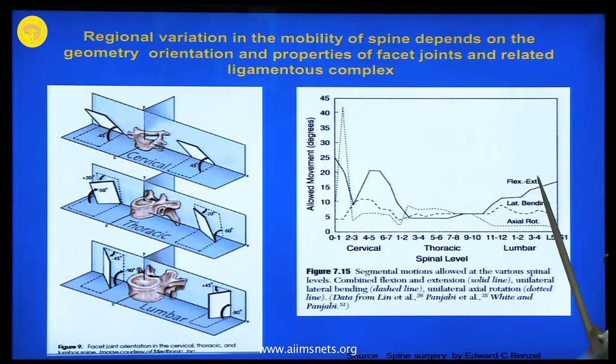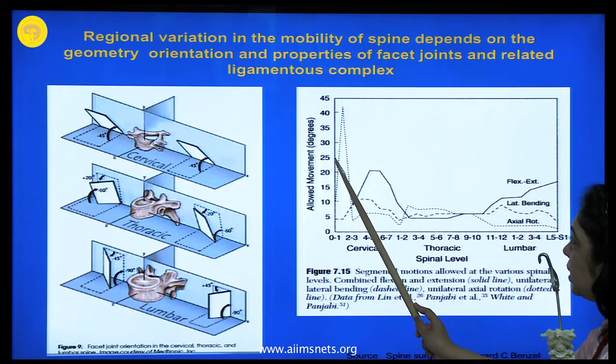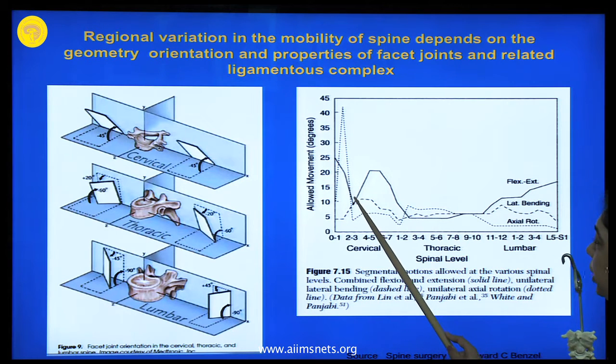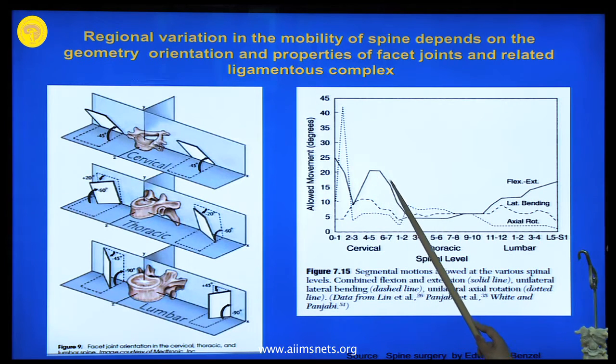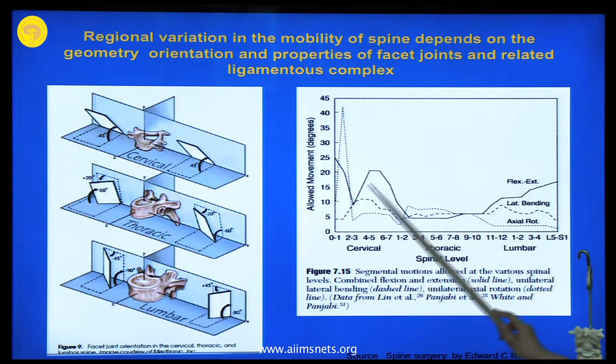So, if you look at all these movements, this solid line is showing flexion and extension, which we can see is 25 degrees here, reduces again, and then reduces here. The lateral bending is these dashed lines and axial rotation is, we can say, dots. Now, overall we see that the orientation of the thoracic facets is such that all movements are limited.